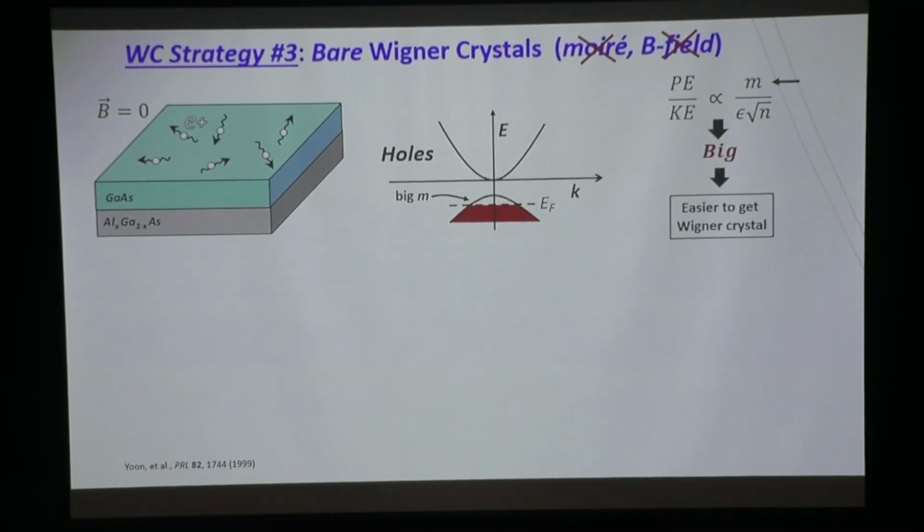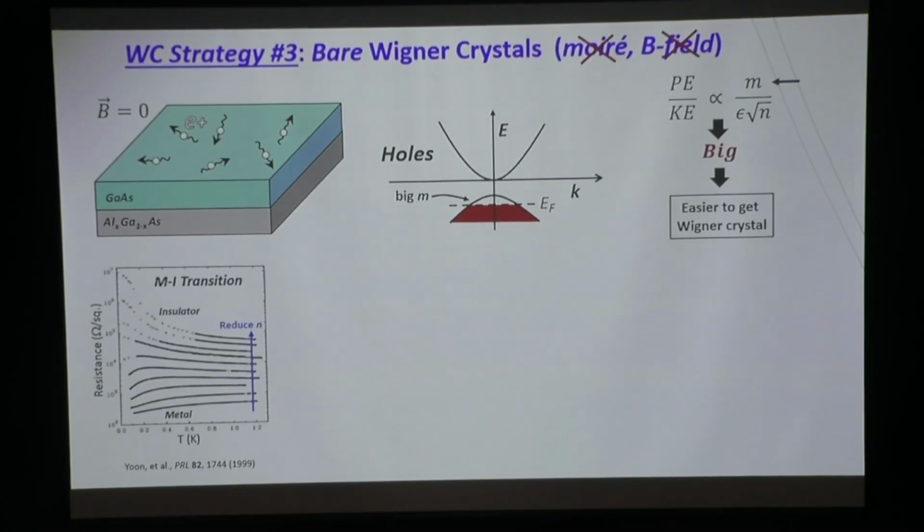The reason they did that is because the mass of the holes is bigger and it makes that ratio bigger, and so it helps to create Wigner crystals. And they actually saw evidence for Wigner crystallization. Here I'm showing their data. What they measured was the resistance through this interface as a function of temperature, resistance versus temperature. And what they saw was a metal insulator transition as they reduce the density.